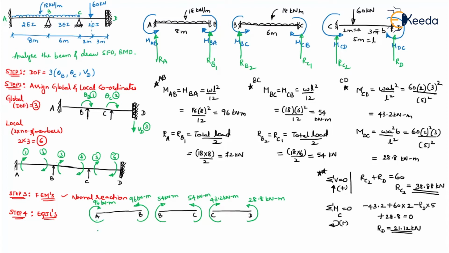Now reactions, see all your fixed end moment normal reactions were upward. So here they will be downwards. This is how much? 72 kilonewton. This is also 72 kilonewton. Here this is 54 kilonewton. So this is also 54 kilonewton. Here how much is RC2? That is 38.88 kilonewton. Here also it is downward, 21.12 kilonewton.